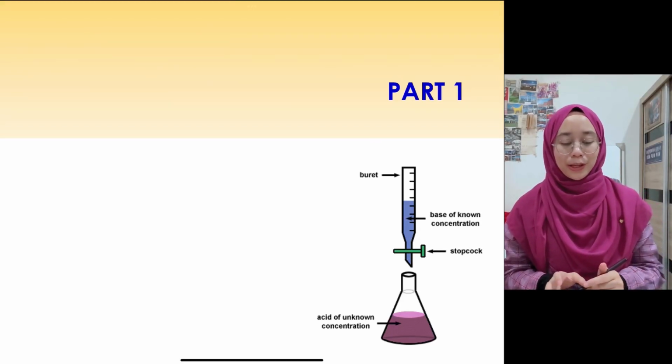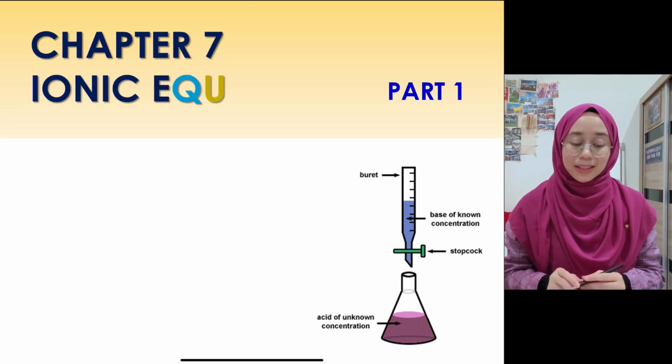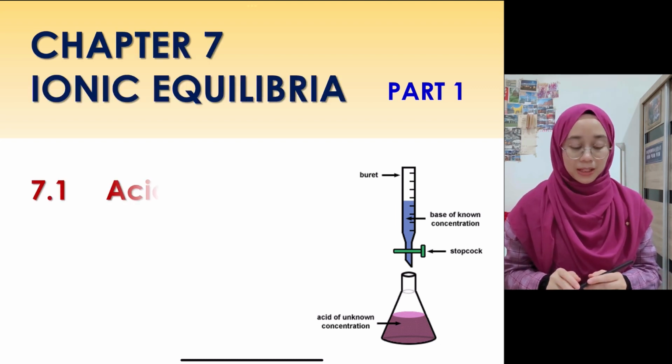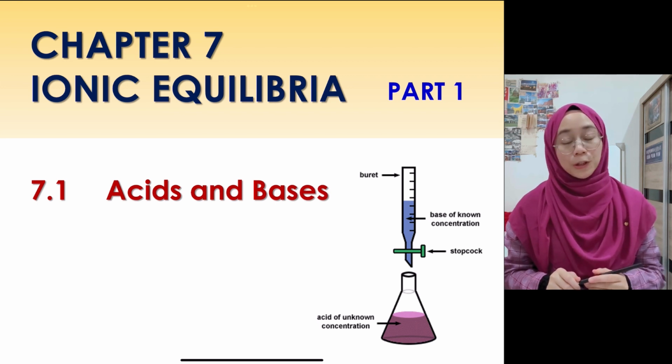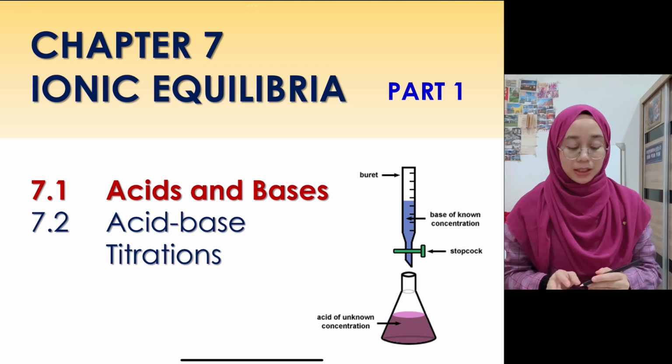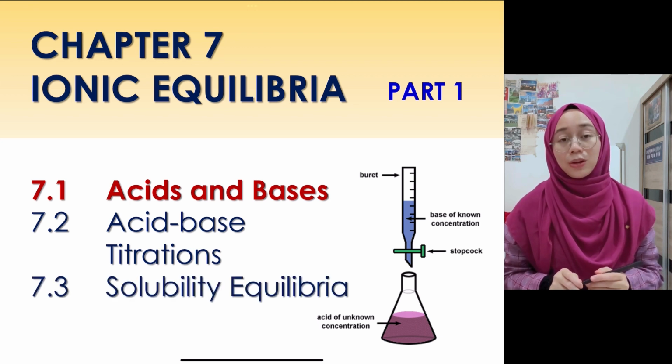So today we are going into the final topic, chapter 7, ionic equilibria. In this topic we have 7 subtopics. The first one is acids and bases. This one should be the longest one. And then 7.2 acid-base titrations, and the last part is on solubility equilibria.